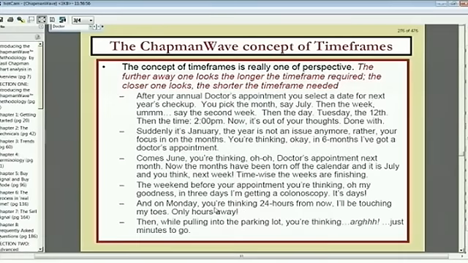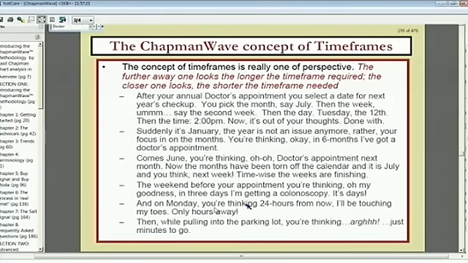But anyway, suddenly it's January. The year is not an issue anymore. Rather, your focus is on months. You're thinking, okay, in 6 months, I've got a doctor's appointment. Comes June, you're thinking, doctor's appointment next month. Now the months have been torn off the calendar and it's July, and you think, next week. Time-wise, the weeks are finishing. The weekend before your appointment, you're thinking, oh my goodness, in 3 days I'm getting a colonoscopy.